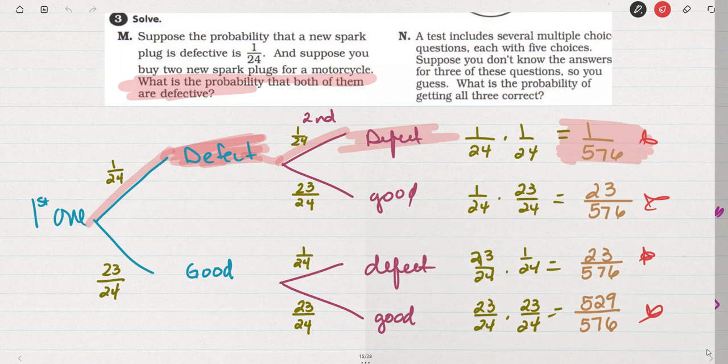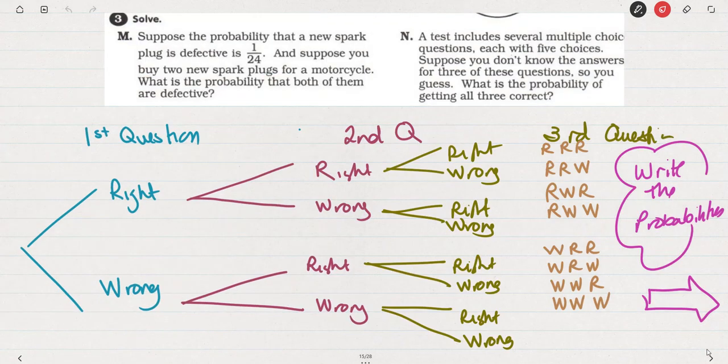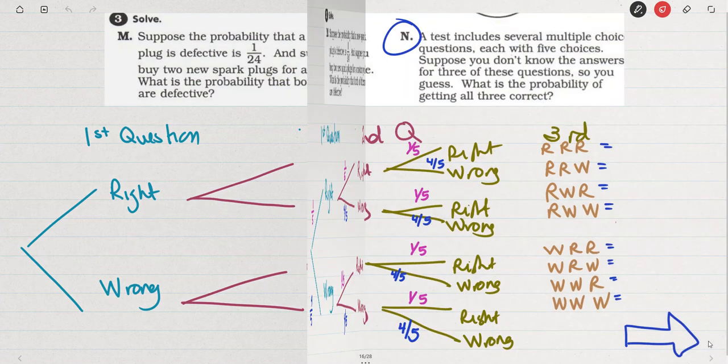Let's look at the multiple choice test. If we have this multiple choice test, the first question could be right or wrong, the second question could be right or wrong, and the third question could be right or wrong. Do you see how to write out, we've got 2 times 2 times 2, or a total of 8 outcomes in the sample space. And they're not all equally likely because we're more likely to get it wrong than we are to get it right, because the probability of being right is only 1 in 5.